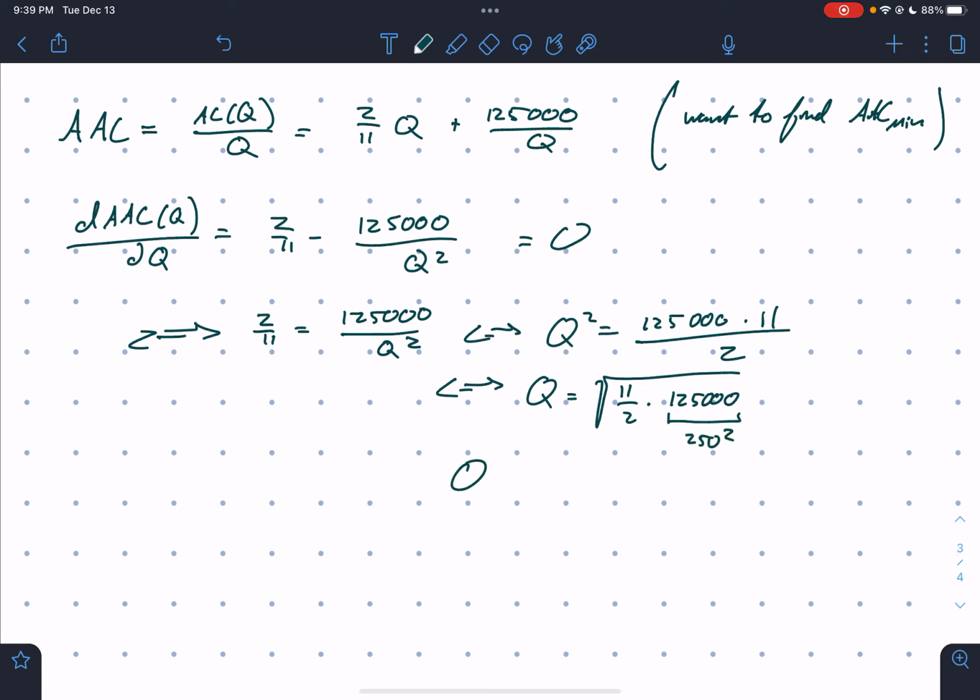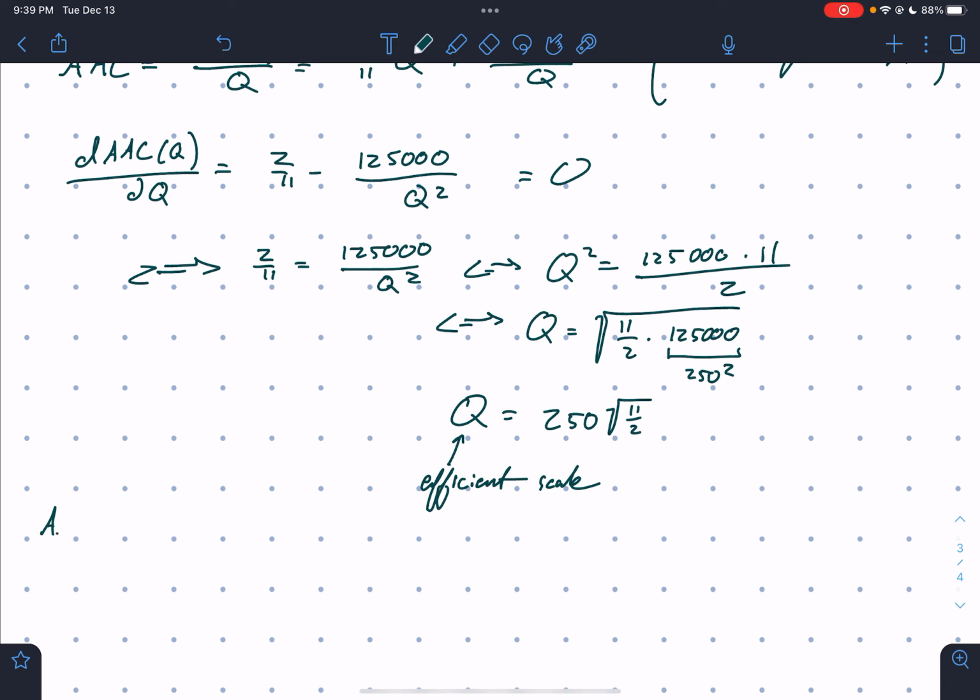So Q is equal to 250 times the square root of 11 over 2. Unfortunately, 11 over 2 is not a perfect square, so we can't do anything there, but we end up with this expression for Q. So this is the efficient scale. Now the AAC min, I'll write an E to indicate it's the efficient scale. So it's the AAC at QE.